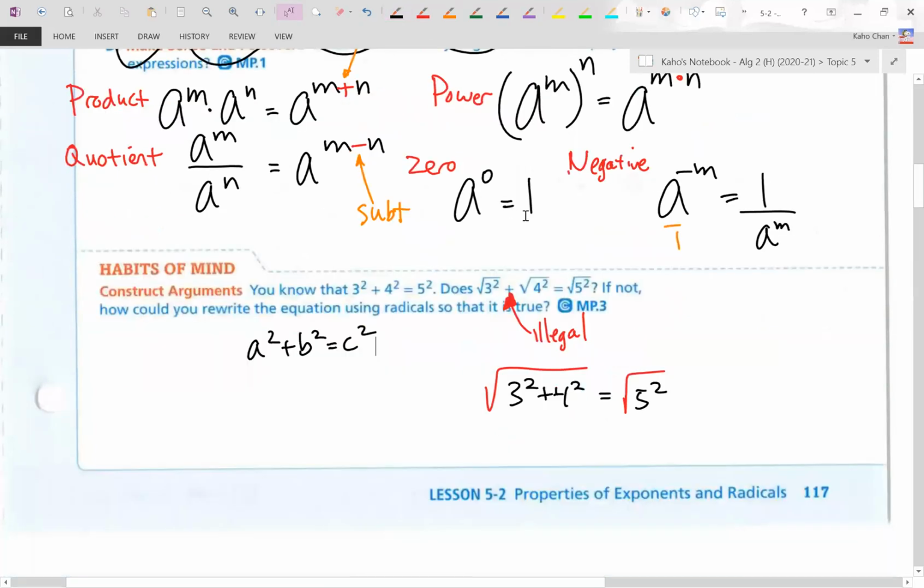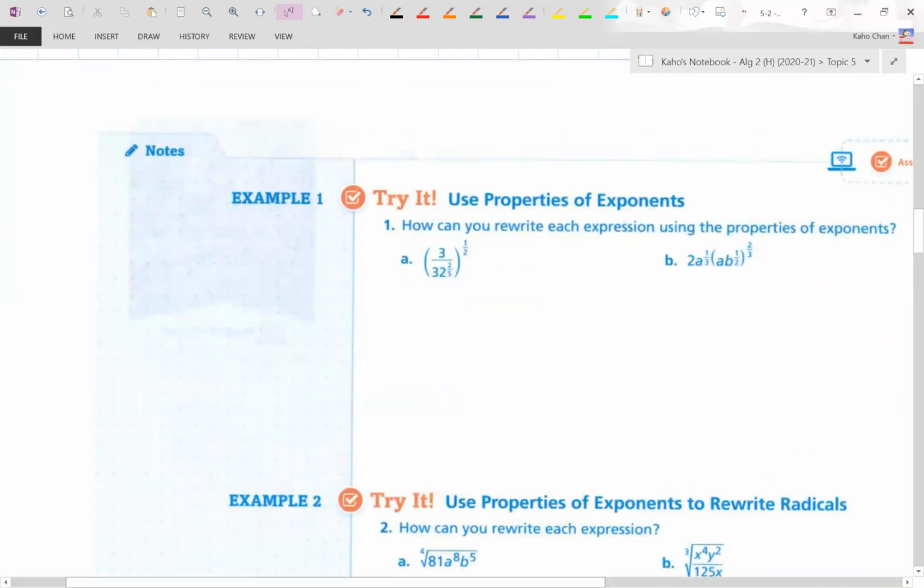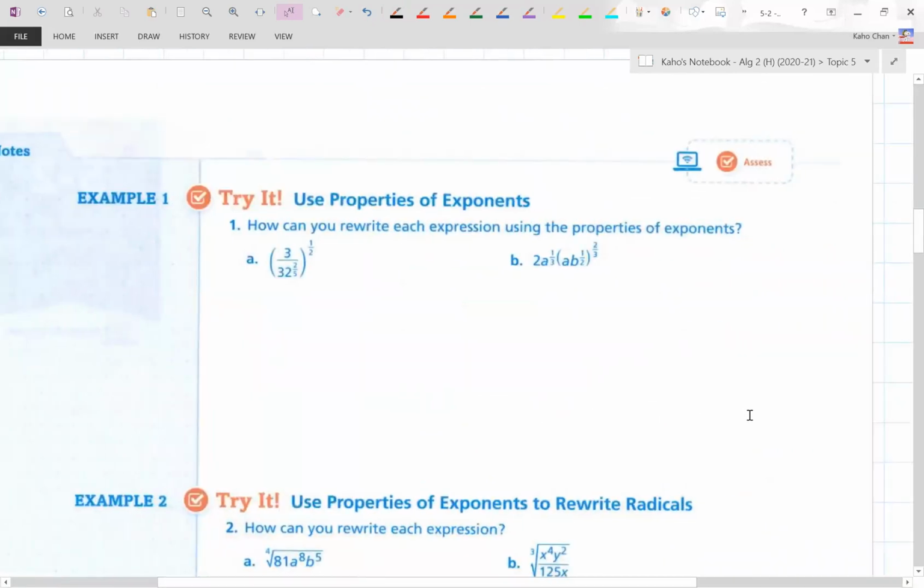Let's switch to the next page. Here we go. Use properties of exponents. How can you rewrite each expression using properties of exponents? Well, when they ask you to do that, we want to keep in mind that we want to put it in reduced radical form.